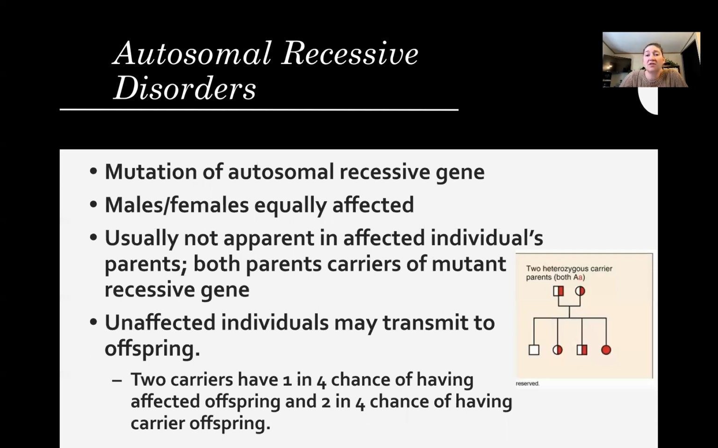So mutation of autosomal recessive genes, males and females are equally affected. Usually not apparent in the affected individual's parents. Both parents are carriers of a mutant recessive gene. So the unaffected individuals may transmit to offspring. So if you have two carriers, there's a 1 in 4 chance of having affected offspring and a 2 in 4 chance of having carrier offspring.